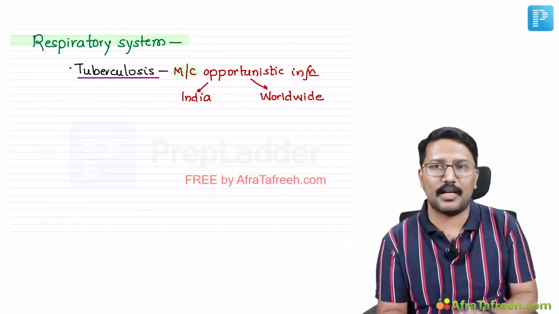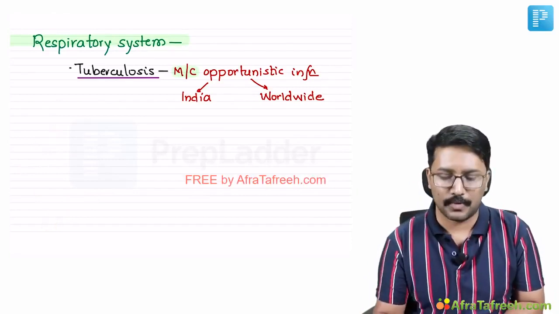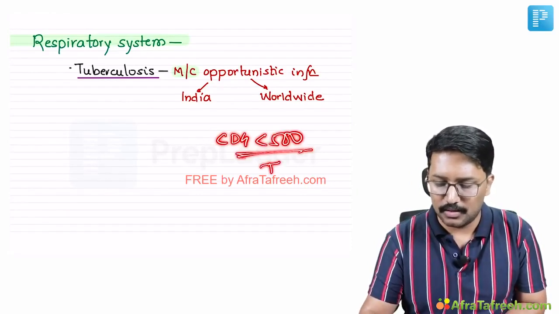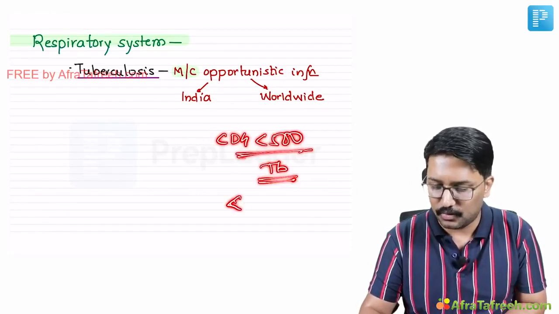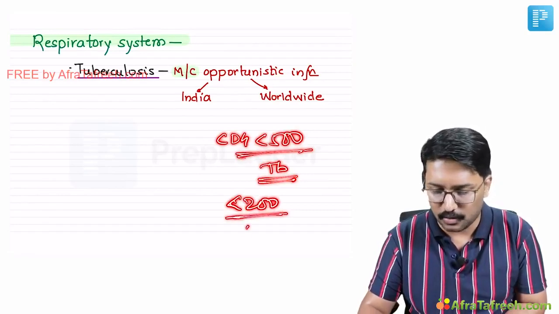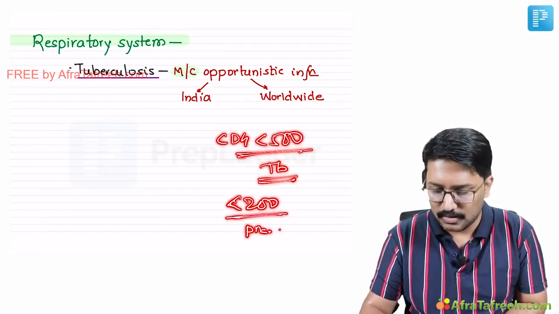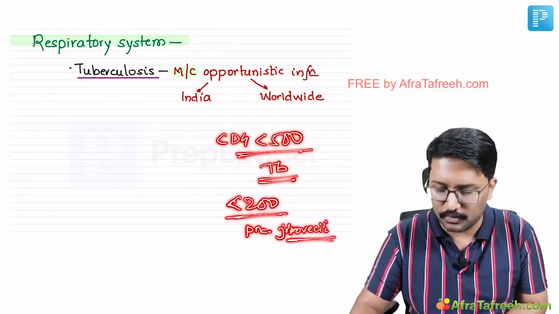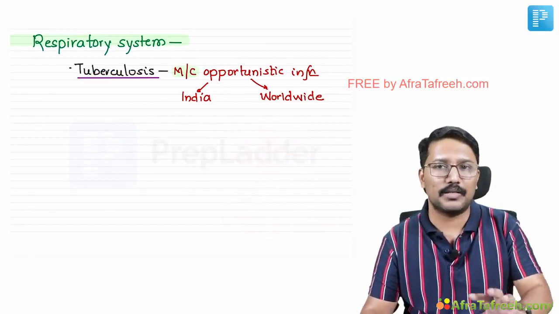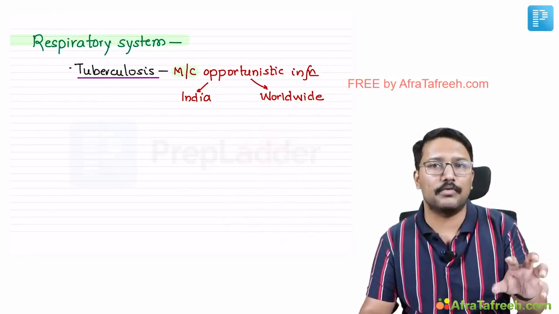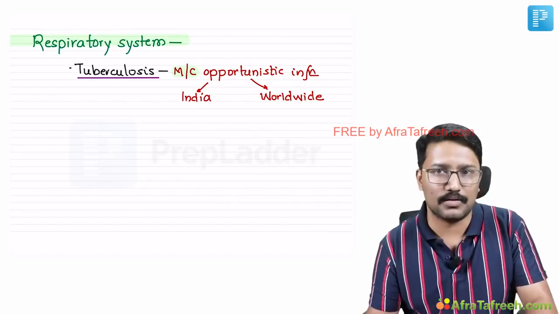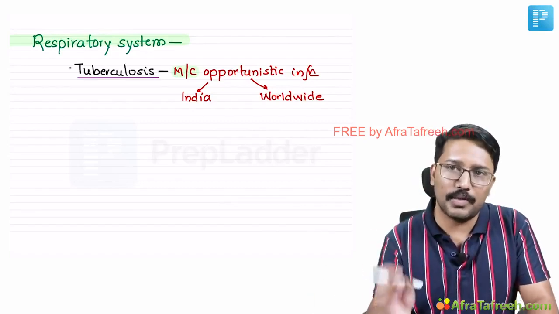If you remember, we had that table where we were talking about CD4 count. CD4 count less than 500 is where we start talking about tuberculosis, right? And CD4 count less than 200 is where we start talking about Pneumocystis jirovecii. So obviously more patients will reach the CD4 count less than 500 stage and fewer patients will reach the CD4 count less than 200 stage. So Pneumocystis jirovecii is going to be less common.